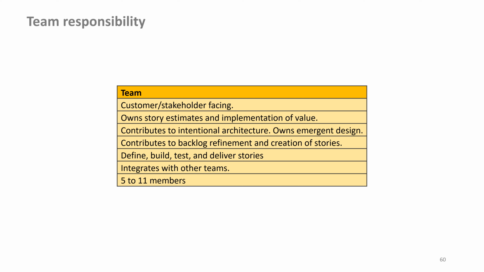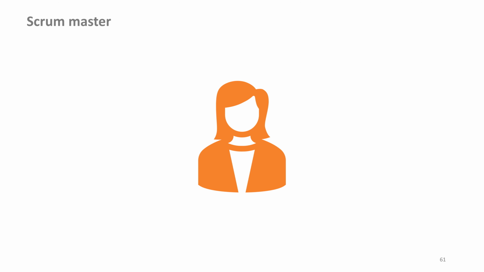Here are the responsibilities of the team. I won't go into the details now. The last role is the Scrum Master, one of the most underrated roles in Scrum. He/she is considered exotic. He/she does not work on the subject.